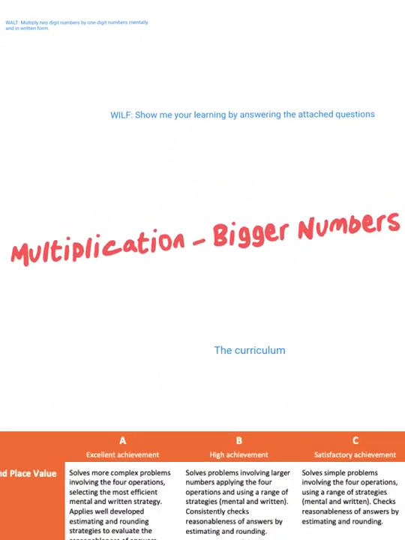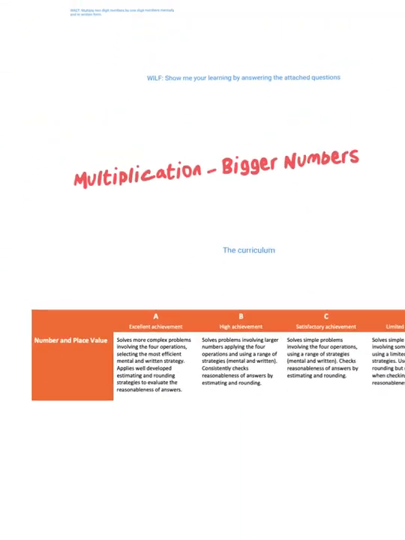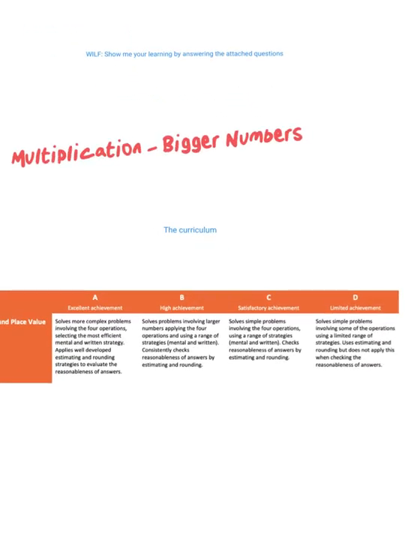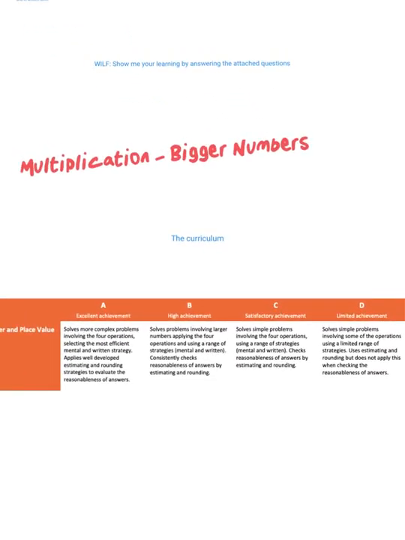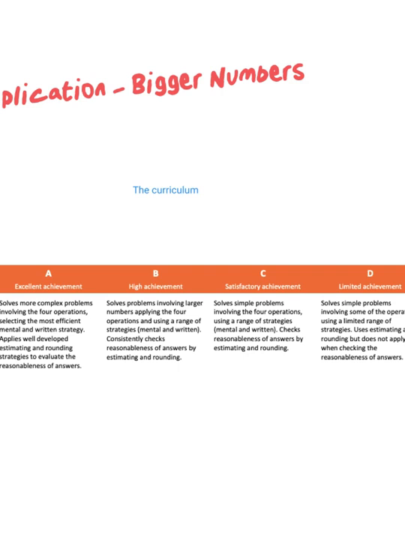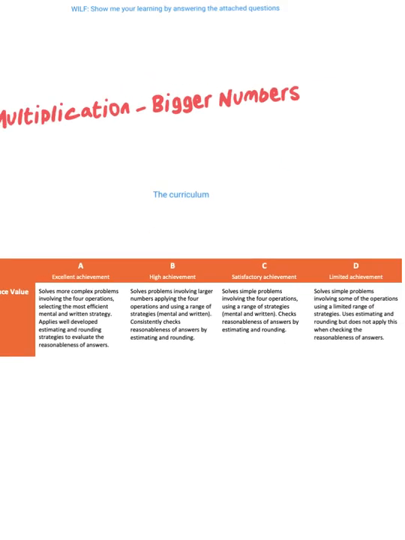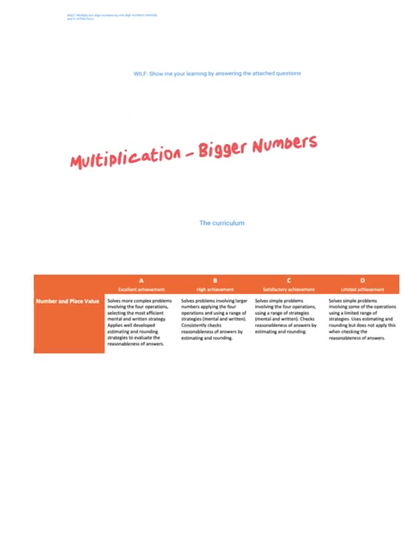Now, when it comes to multiplication, this is the area of the curriculum that I'm looking at. For a C grade, you're able to solve simple problems involving 4 operations using the range of strategies, mental and written, and again, being able to check your answer is my C grade, and that's what we're looking at today. The 4 operations, of course, multiplication, division, subtraction, and addition. Today, of course, we're looking very specifically at multiplication.